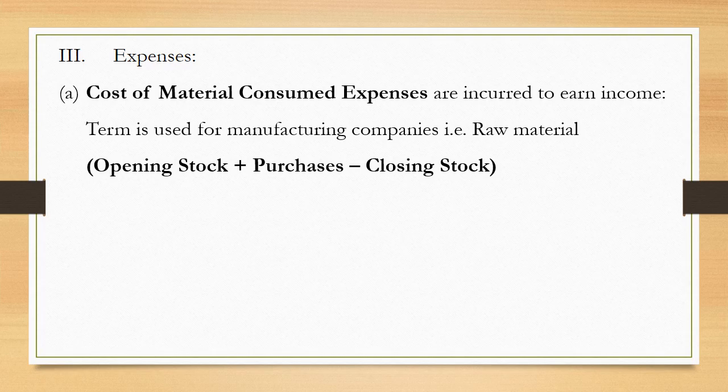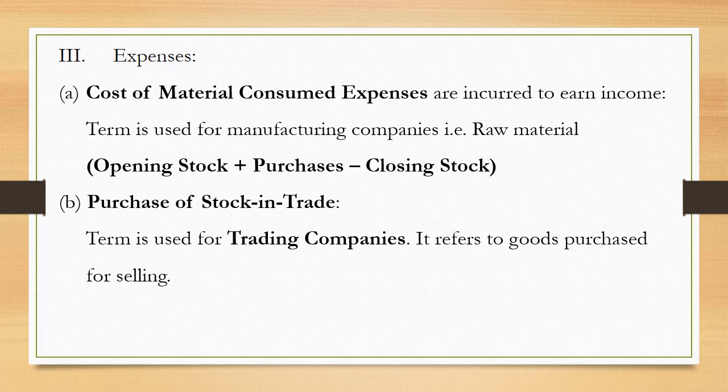Next is expenses. In expenses, I told you the format, that is CPCEFDO. 7 items are there. Let us discuss these 7 items one by one. First one is cost of material consumed. Now, cost of material consumed basically is a term used for manufacturing companies. It will show the consumption of raw material. And to find the consumption of raw material, the very simple formula is opening stock plus purchases minus closing stock.